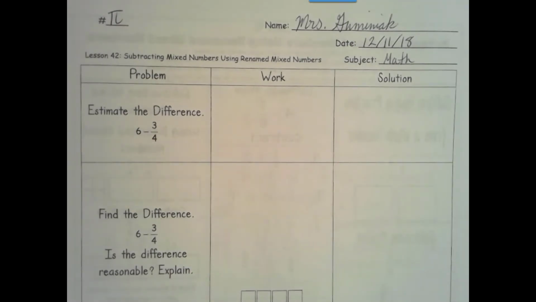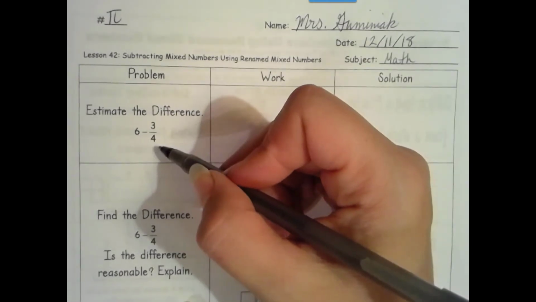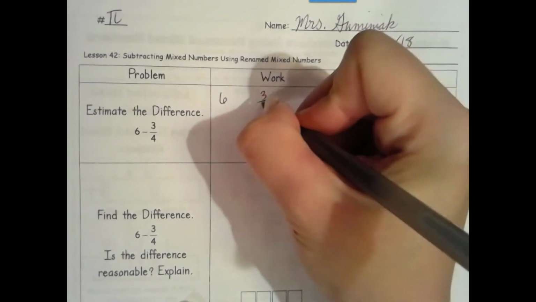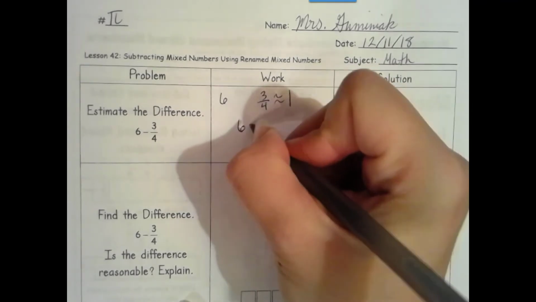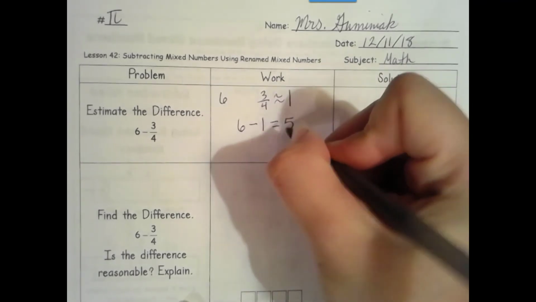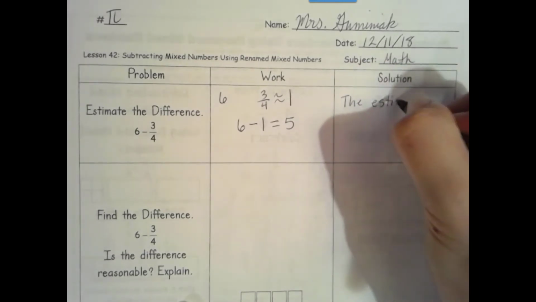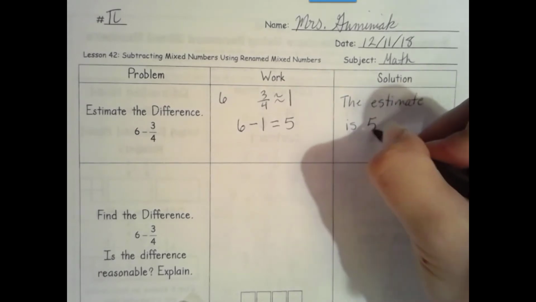Alright, so first thing we're going to do here is we're going to estimate. And when we're estimating for fractions, we go to the nearest whole number. So 6 is already a whole number. 3/4, well, half of 4 is 2. 2/4. So 3 is greater than 2/4, so it is closer to 1. 6 take away 1 is 5. The estimate is 5.